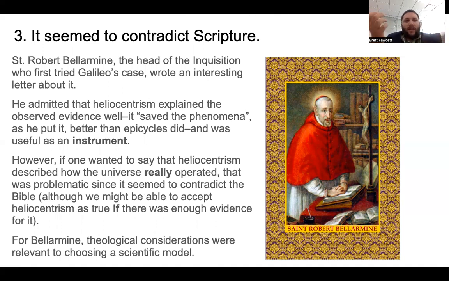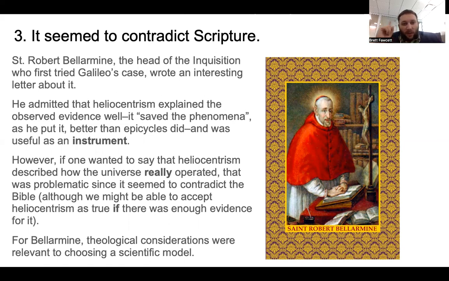Right? So he admitted that heliocentrism did explain the observed evidence pretty well. The term he used is that it saved the phenomenon, better than epicycles did. Actually, he said this is a better model for explaining the phenomenon than epicycles are. So Galileo's heliocentrism is useful as an instrument of prediction and observation.